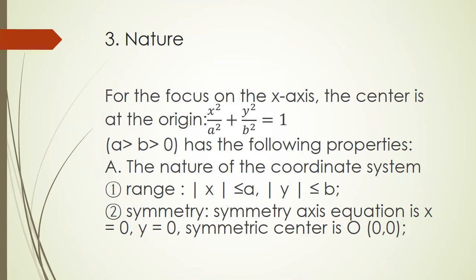For the ellipse with the focus on the x-axis and the center at the origin, it has the following properties. A, the nature of the coordinate system. Number 1, range: the absolute value of x is less than or equal to a, the absolute value of y is less than or equal to b. Number 2, symmetry: the symmetry axes are x equals 0, y equals 0, and the symmetric center is O (0, 0).